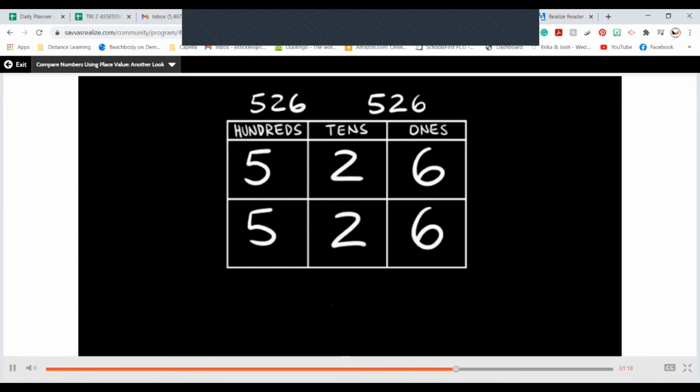Let's compare these two numbers. Wait a minute. The hundreds, tens, and ones are all the same. So the two numbers must be equal to each other. 526 is equal to 526. By looking at place values starting from the greatest and moving to the least, you can compare any two numbers anytime you want. Okay, let's keep practicing.